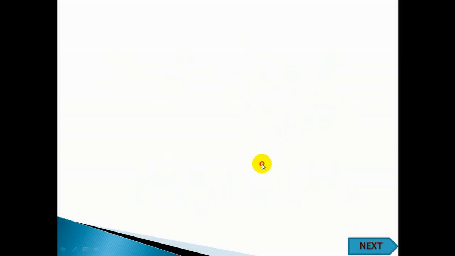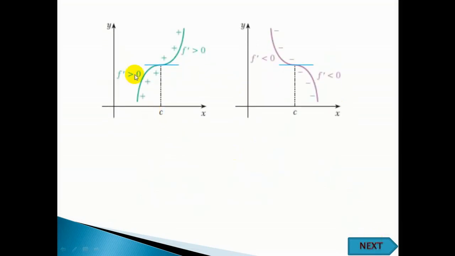How about the last picture? In the last picture, on the left side of c, it increases, so the first derivative is more than 0. And then the horizontal line is parallel with the x-axis, which means the slope is equal to 0. So it's the same with the right side.